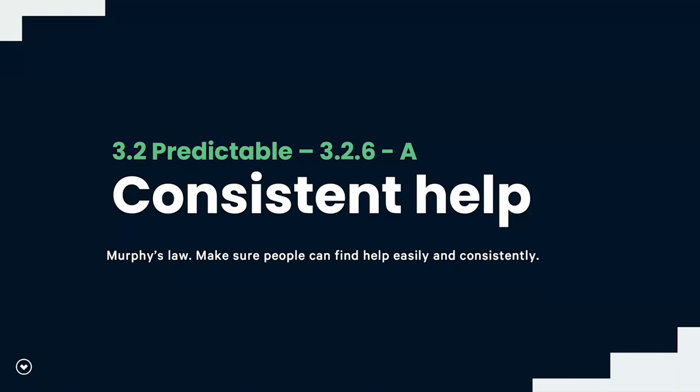So 3.2, this guideline is predictable. This is 3.2.6. This is going to be a level A, and consistent help is the criterion name. Murphy's Law is if something can go wrong, it will go wrong at some point. So make sure people can find help easily and consistently. I don't think personally we need to worry too much about this. We already do this anyway, as far as I'm concerned.